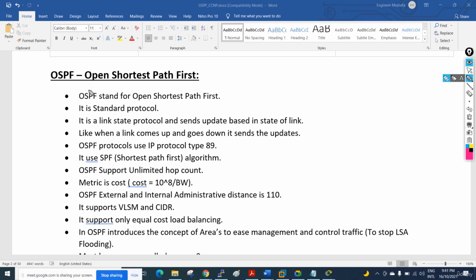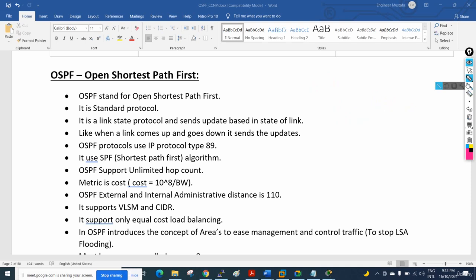And this one is working on the link state. Link means interface. If you have the router R1 and you have an interface F0/0, whatever the information for this interface, if this interface goes up or down, OSPF is going to share that information with the neighbor. We are going to check that one.